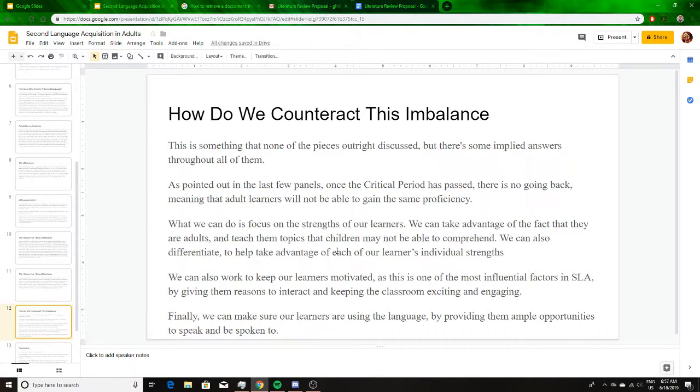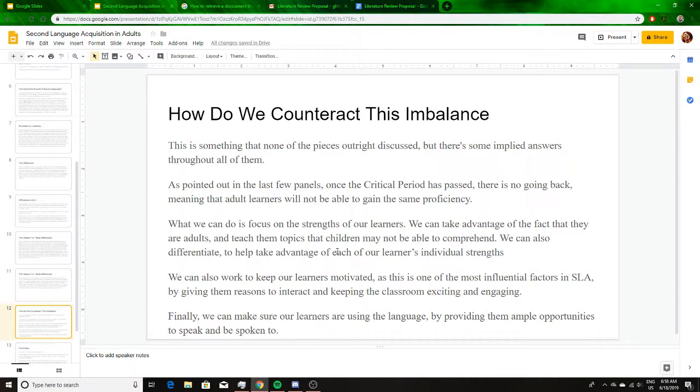We can also differentiate to help take advantage of each of our learners' individual strengths. And again, that's huge. Differentiating can help our learners so much. We can also work to keep our learners motivated. As we saw in the test by Major, this is one of the most influential factors in SLA. And by keeping the classroom engaging and exciting, it'll keep our learners motivated, and they will learn that language faster, and they'll pick up on it better.